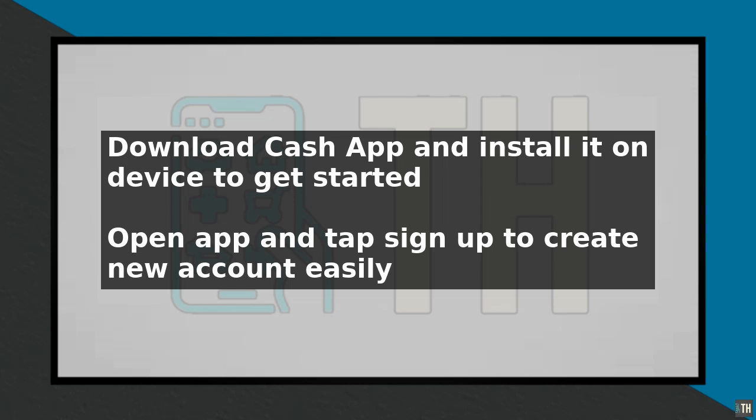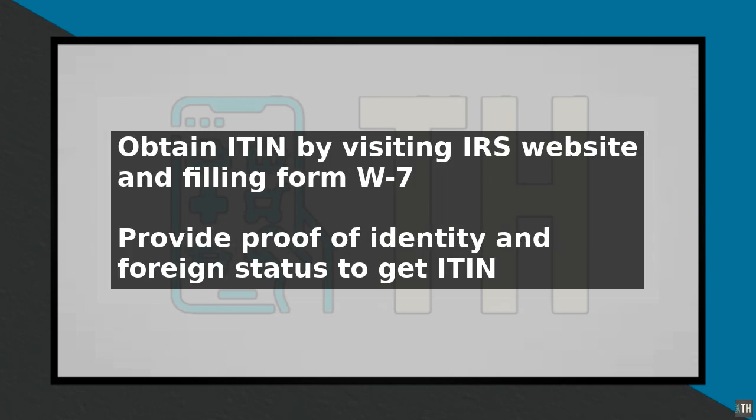You will be asked to provide your phone number or email address, and then create a password. After verifying your account, you will be prompted to provide identification. This is where you will use your ITIN instead of an SSN.